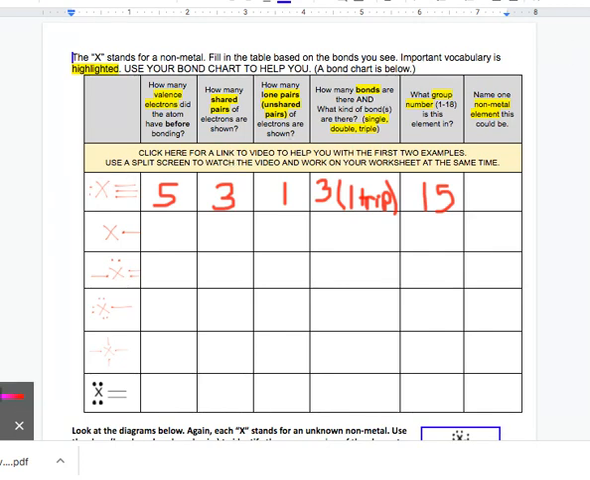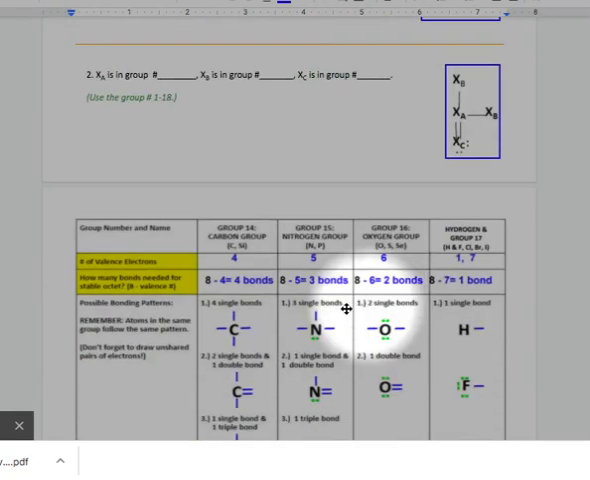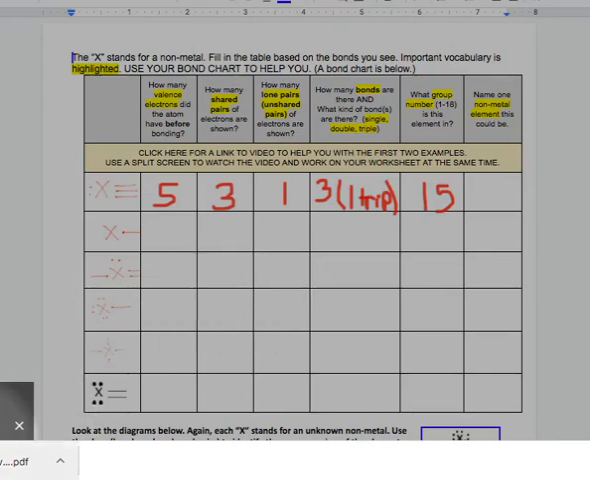So the last question says, name 1 non-metal element this would be. I would just pick maybe the top one in the group. The most common would be N, nitrogen.